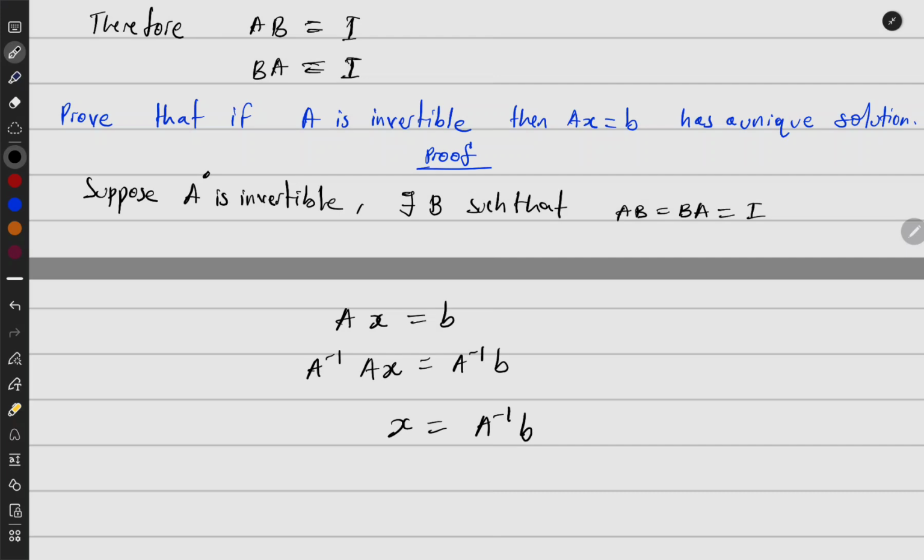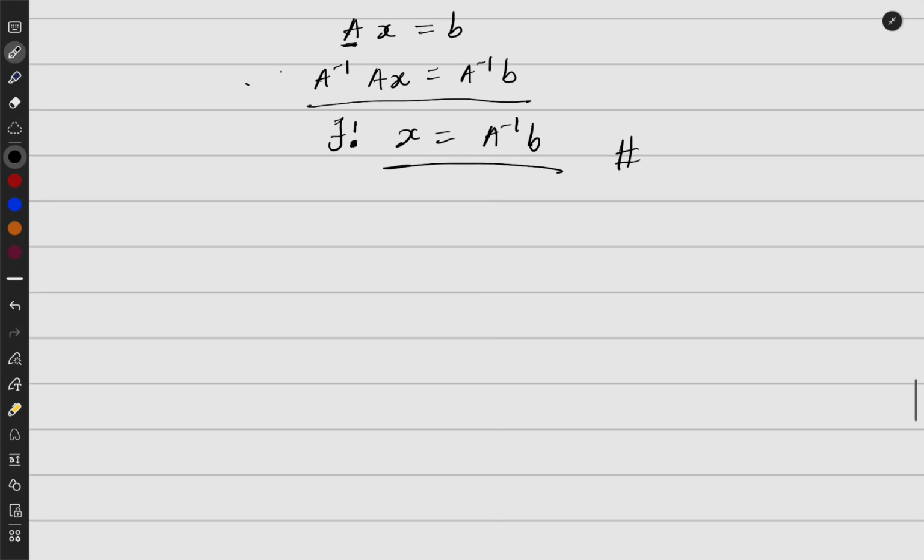Therefore my X equals A inverse B. This is the unique solution they were talking about. Since A is invertible, I can come to this step, so this is enough for you to complete. Therefore, there exists a unique X that is equal to that, and that is our unique solution that they were talking about. You can also try some examples.